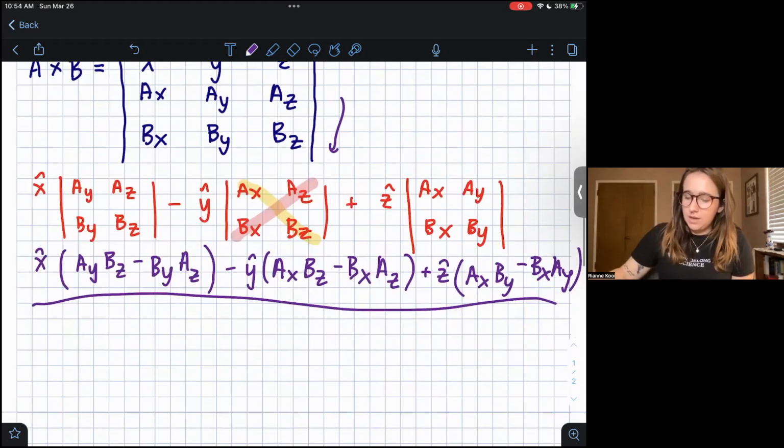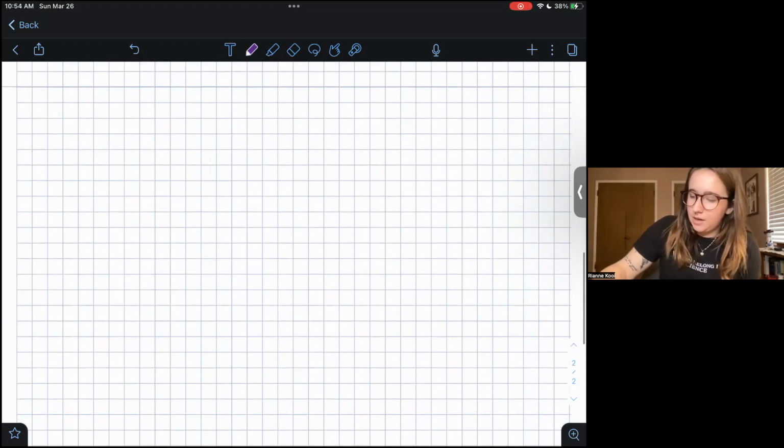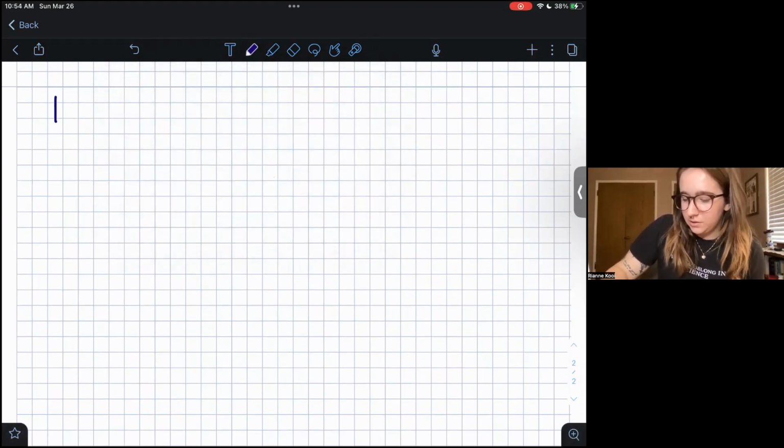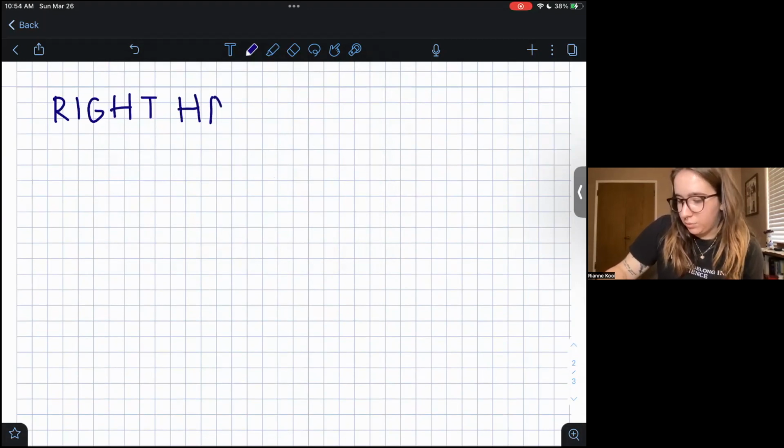So with the cross product comes, you should have gone over this, the right hand rule.